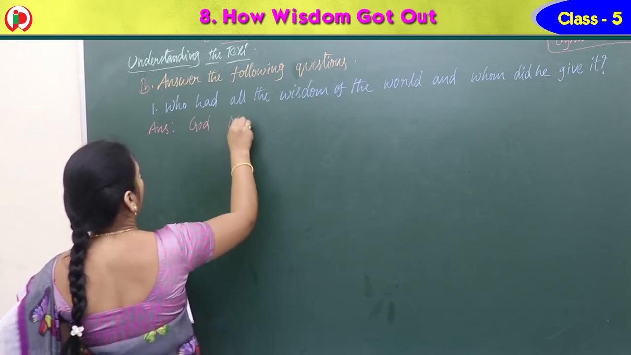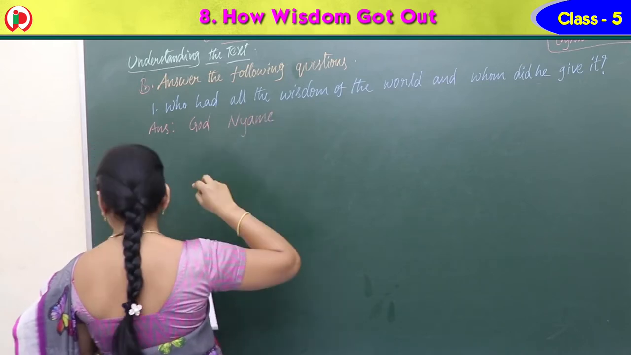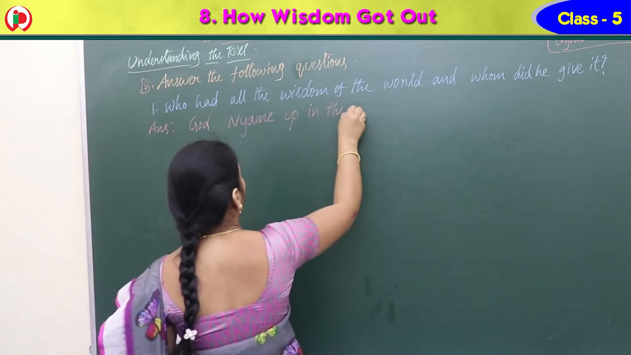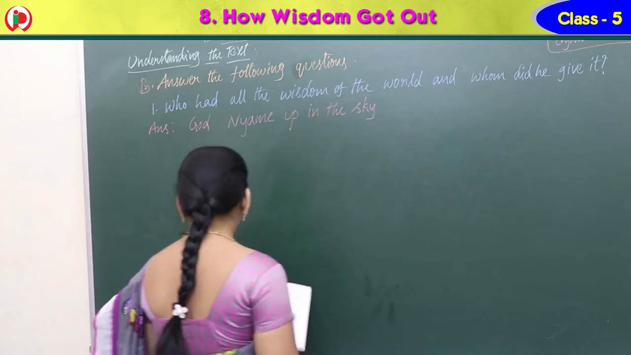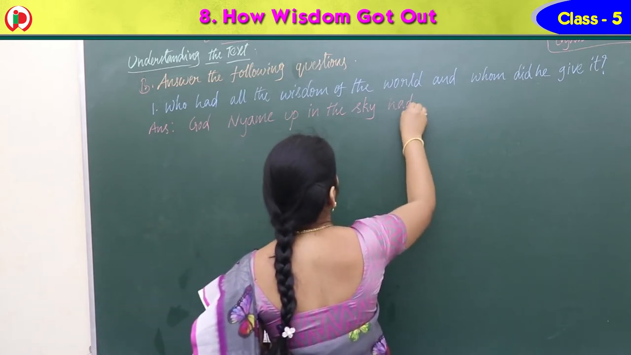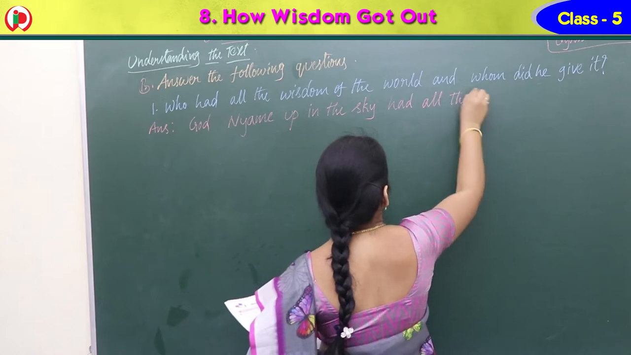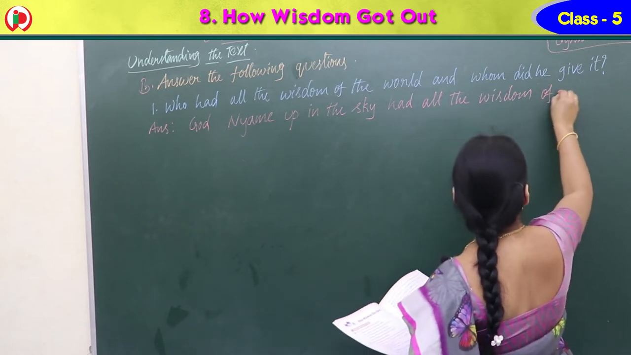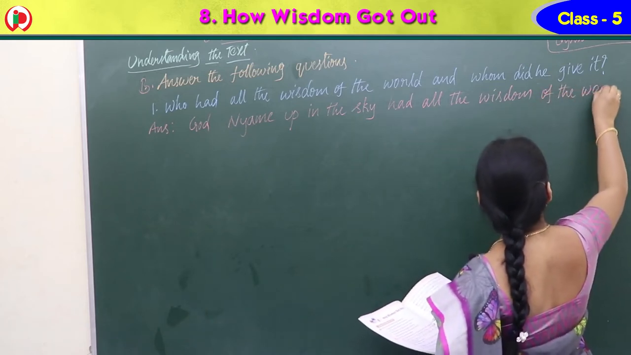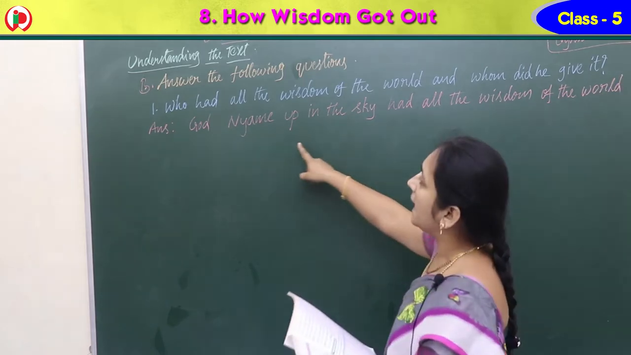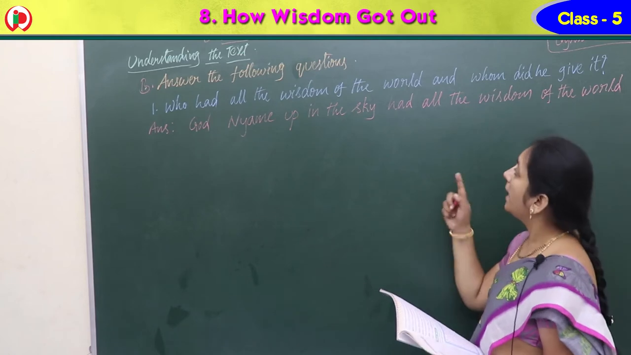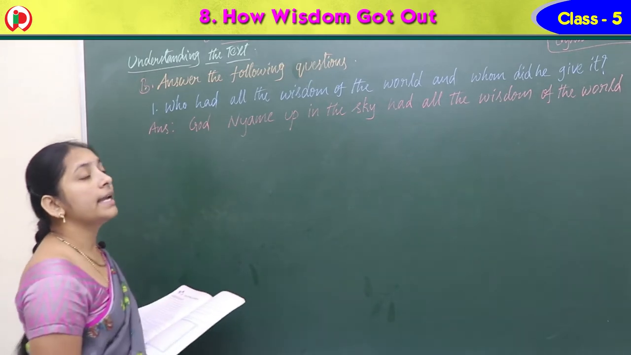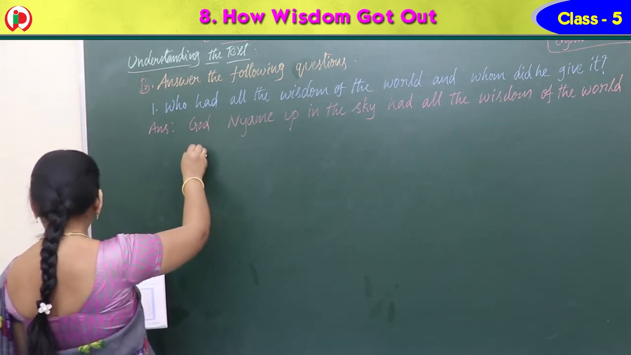God Nyame, up in the sky, had all the wisdom of the world. Who had all the wisdom of the world? God Nyame up in the sky. And so the next question we have is, to whom did he give it? So that we can write the answer.